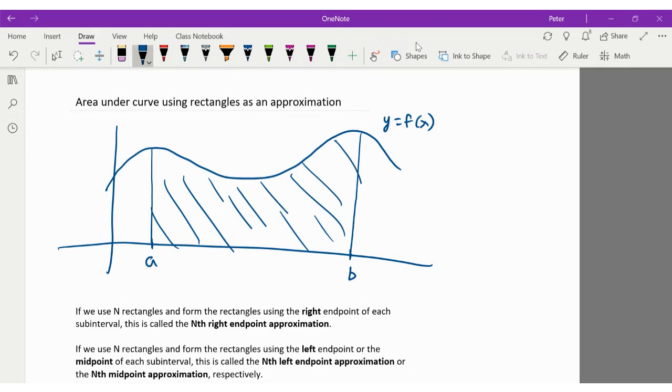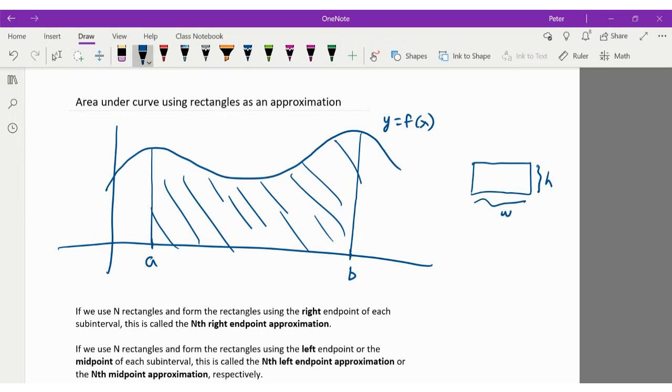Okay, so we want to find the area of this, but we can't do it just by multiplying length by width because it's not a rectangle. The thing about rectangles is they have both a fixed width and a fixed height. I don't have that here. I have several different heights.